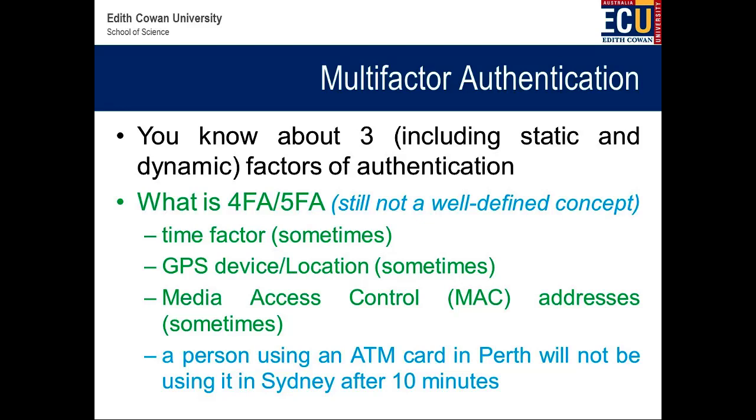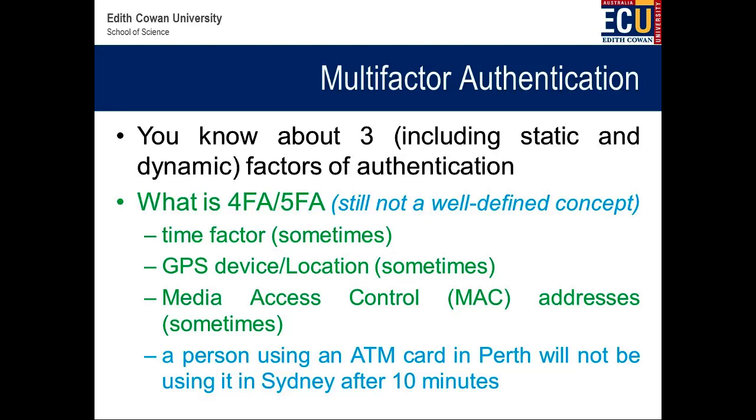So you know about three-factor authentication. Though the idea is still not mature, people have started talking about four-factor authentication and five-factor authentication. It is still not a well-defined concept, but sensitive organizations have started to implement this four-factor authentication concept. And what could be the fourth factor or the fifth factor? Sometimes the time factor is considered as the fourth factor for authentication. Your GPS device, because we all carry our mobile phones and they are all equipped with GPS, is sometimes called the fourth or fifth factor for authentication.